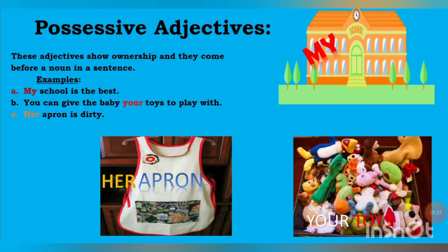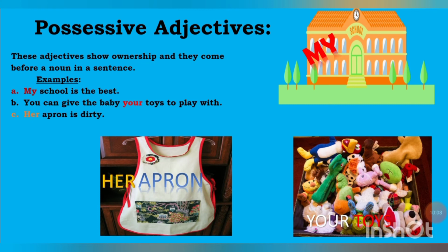How about possessive adjectives? Which adjectives are possessive adjectives? Well, these are adjectives that show ownership. Okay? And they come before a noun in a sentence. What we are saying is the word that tells you this thing belongs to me or you or them or us. That word that shows ownership, that shows who this thing belongs to. Okay? That word is a possessive adjective.